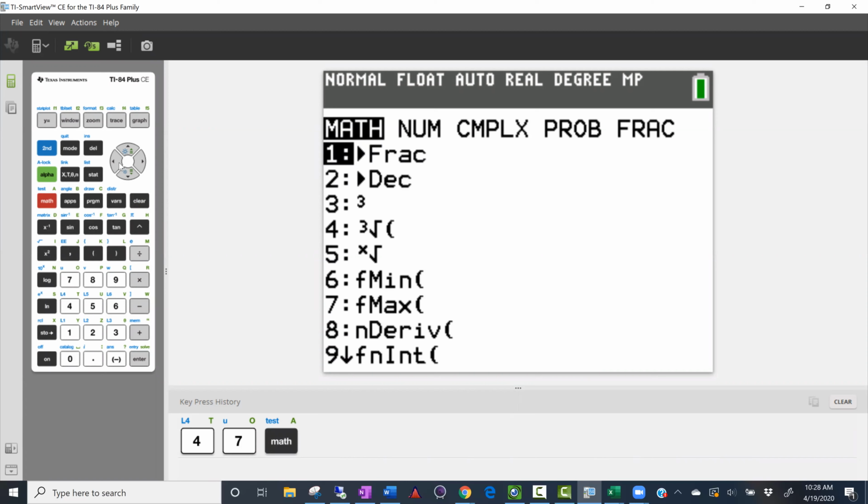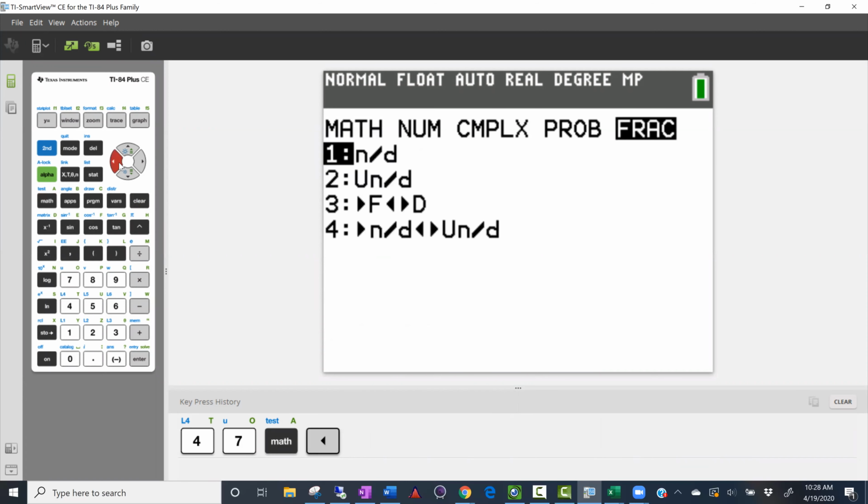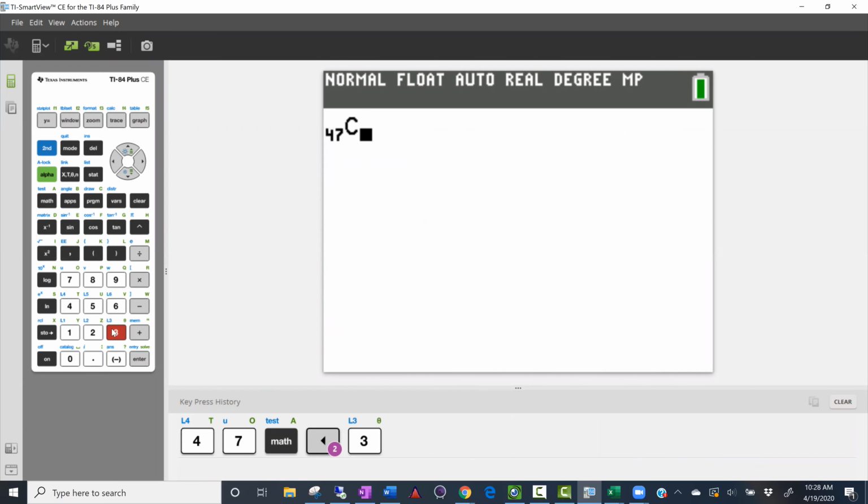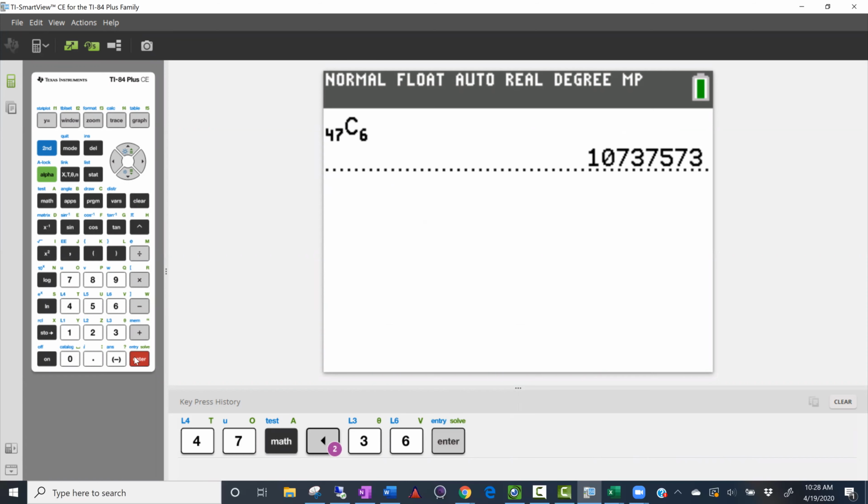Where from there? Good job. Order probability, then down to NCR. You can just type the number 3 if you find that convenient. Then I'll type in a 6. There should be about 10.7 million different possible winning lottery tickets.